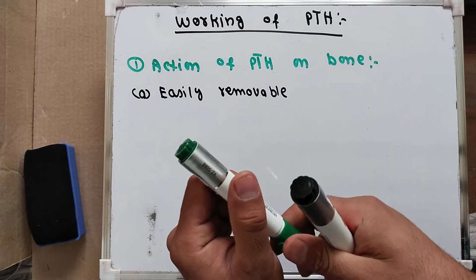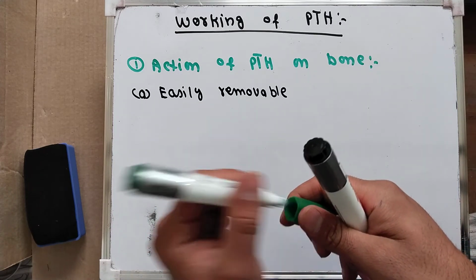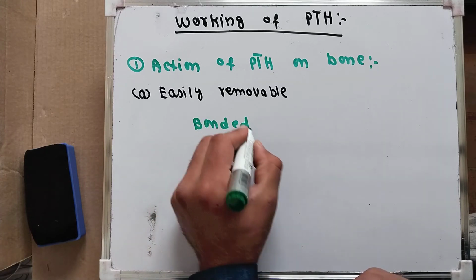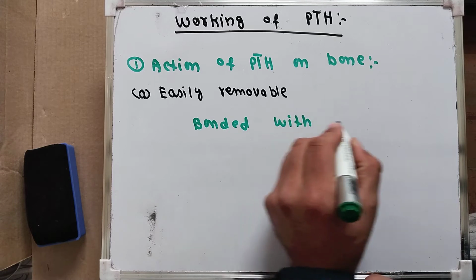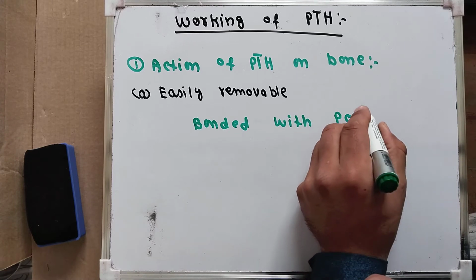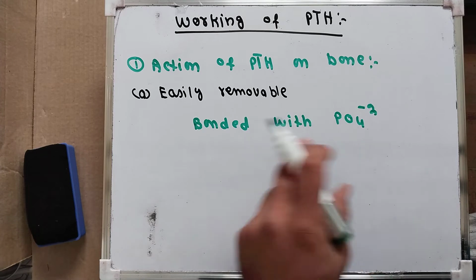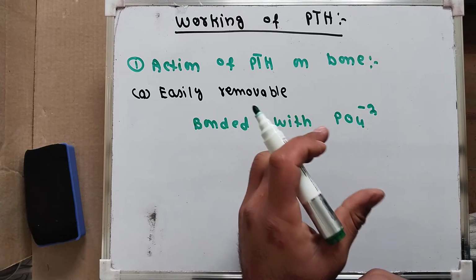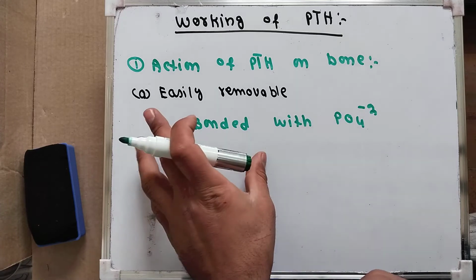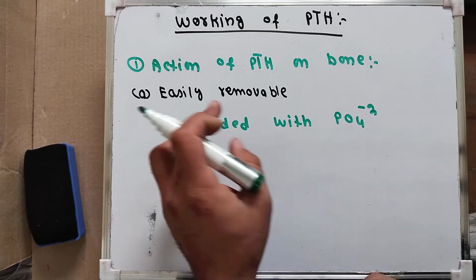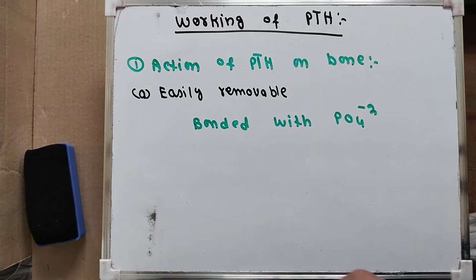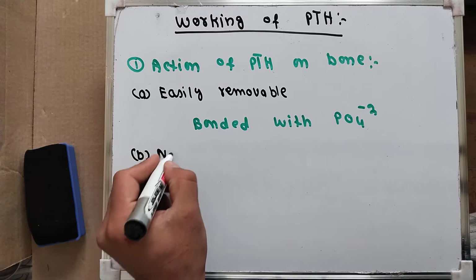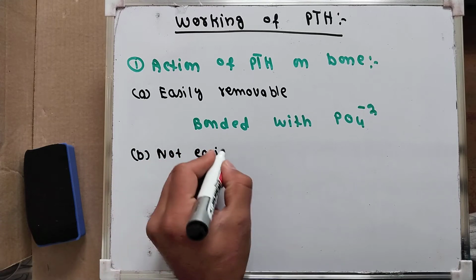This calcium is easily removed by PTH because it is only bonded with phosphate in the bone. So this calcium is bonded with phosphate in the bone, and thus PTH acts on the bone and removes calcium ion from the bone. The second form is not easily removable.